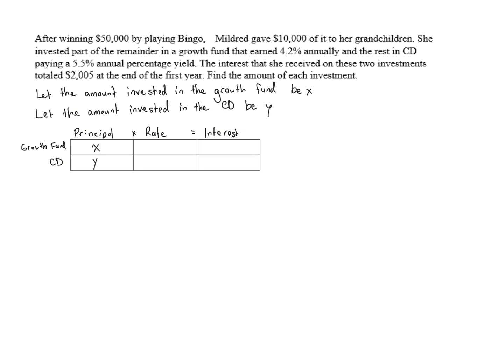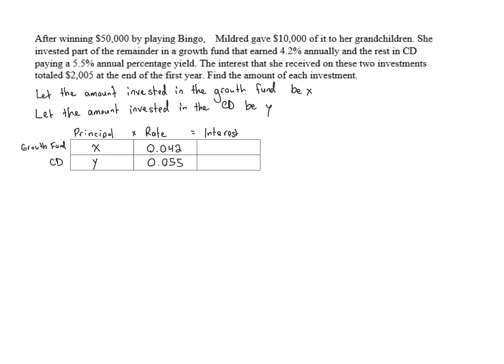Now we need to fill in the interest rates. We know the interest rate for the growth fund is 4.2%. What are we going to fill in the table here then? We always need to convert these to decimals, and 4.2% as a decimal is 0.042. Similarly, for the CD, we're going to have 0.055 because that interest rate was 5.5%.